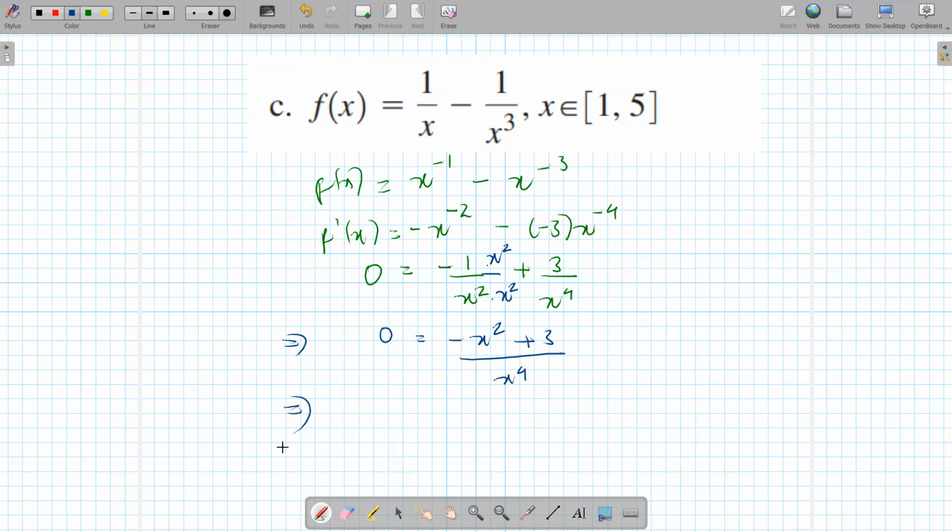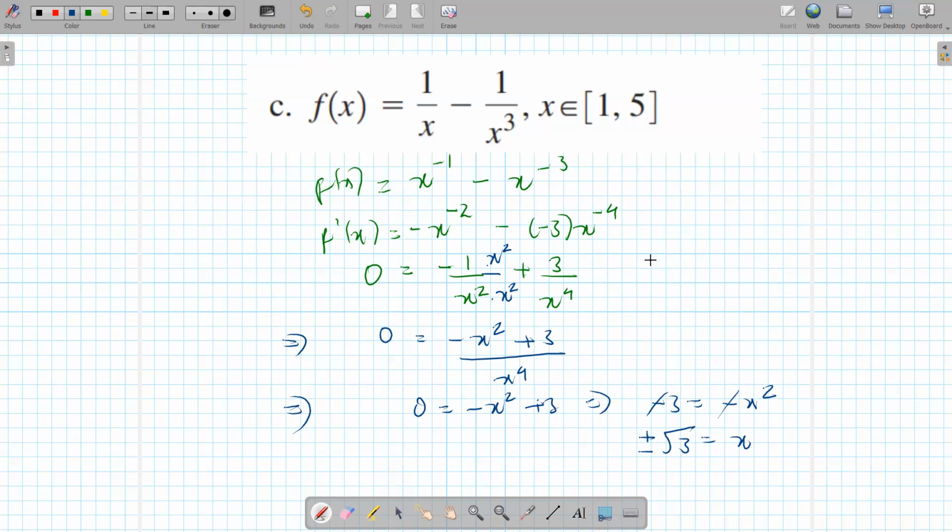What do we do next? We're trying to solve for x. You subtract 3? No, you can't. You have to multiply by x to the power of 4. Yeah, you multiply 0 times x to the 4th, that just disappears. And then you subtract 3. So you have -3 equals -x squared. The negatives cancel out. So x is going to be plus or minus the square root of 3, okay?